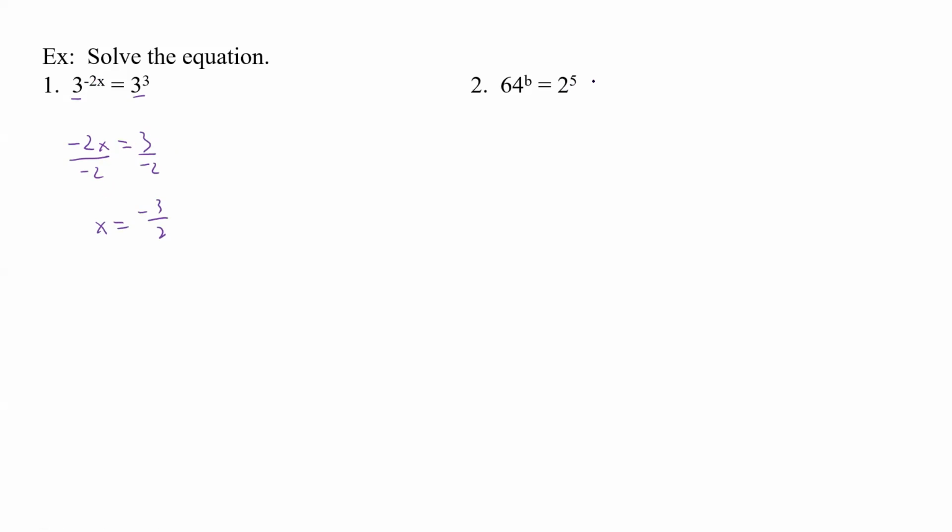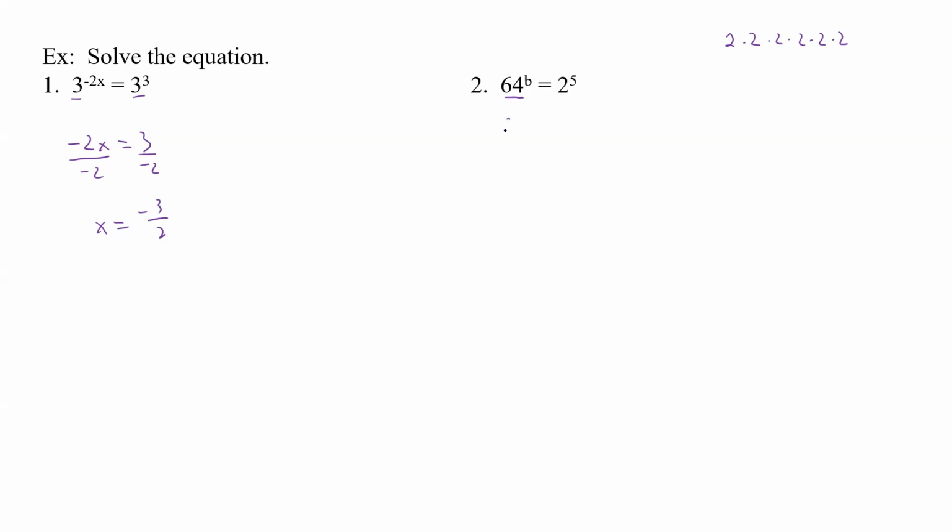Now here's one where we have something that's 64 to the b, and here we have 2 to the 5th. Well, 64, if you think about that, that's 2 times 2, that's 4, times 2, that's 8, times 2 is 16, times 2 is 32, times 2 is 64. So we have 1, 2, 3, 4, 5, 6.